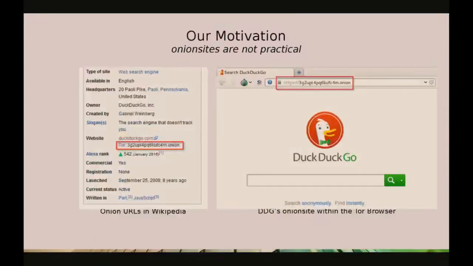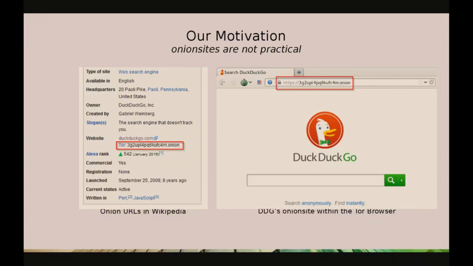Our motivation for our work is that, as most of us probably know, onion sites are simply not practical. This is an example from Wikipedia. These are the URLs, they're listed here. And when you even visit it in the browser, you have this incomprehensible URL that looks completely random. Of course, as we probably know, it's based on cryptography.